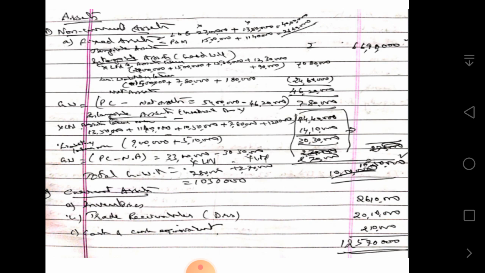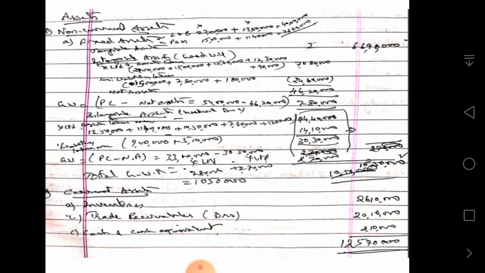Similarly, we should do it for Y Limited. So total assets taken over are 44,40,000 and liabilities taken over are 14,10,000. So net assets of them are 30,30,000. So goodwill is purchase consideration minus net assets taken over. 33 lakhs minus 30,30,000 is equal to 2,70,000. So total goodwill is 7,80,000 rupees of X Limited, 2,70,000 rupees of Y Limited, works out to 10,50,000.